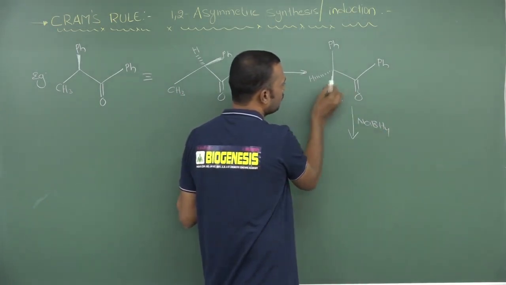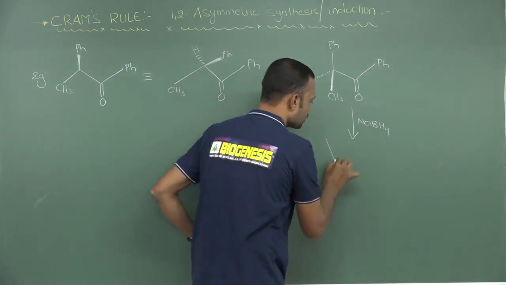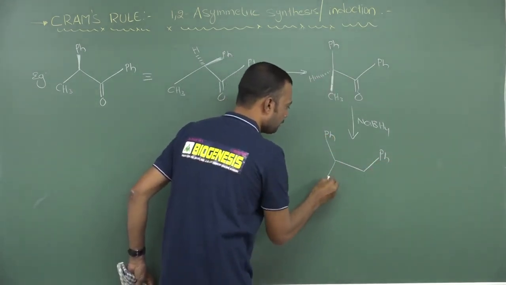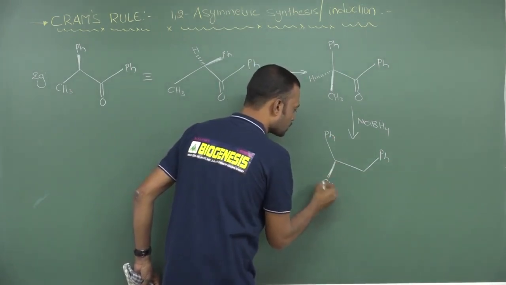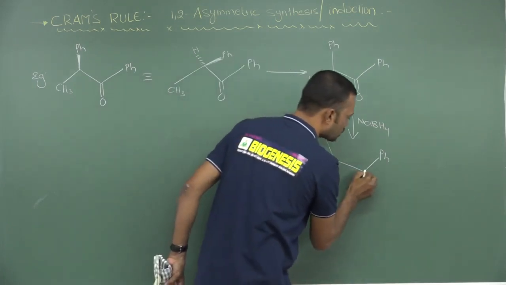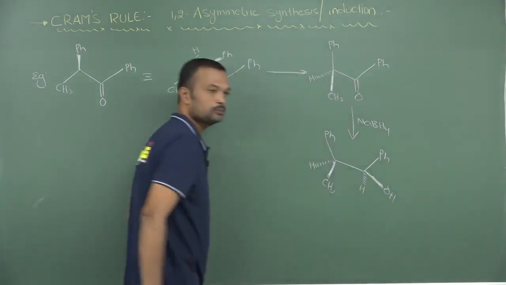Now it is attacking from the below direction. Why? Because carbonyl is flanked between hydrogen and methyl, so it will attack from the rear direction. After attacking from the rear direction, methyl is oriented in the above direction and hydrogen in the below direction. Now it will attack from below, and hydroxy goes to the above direction. So hydrogen is completely below.